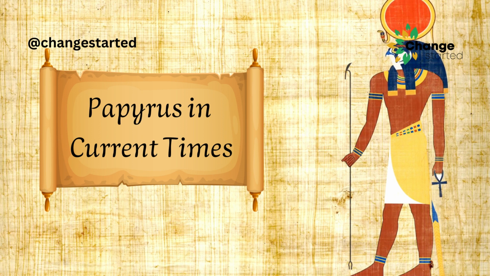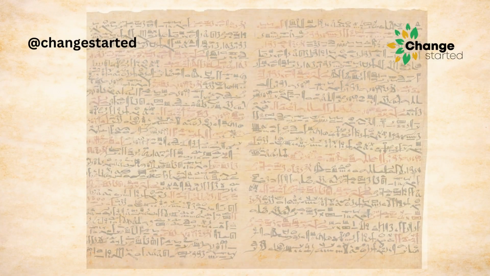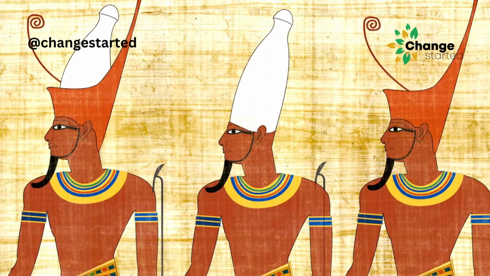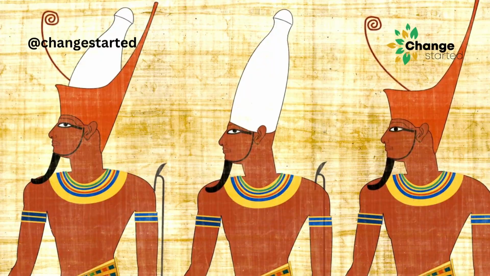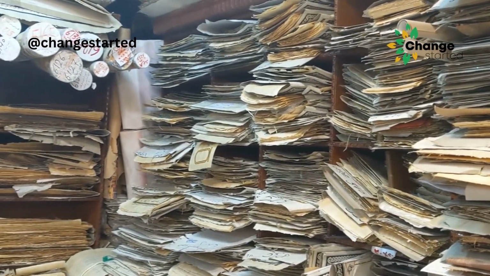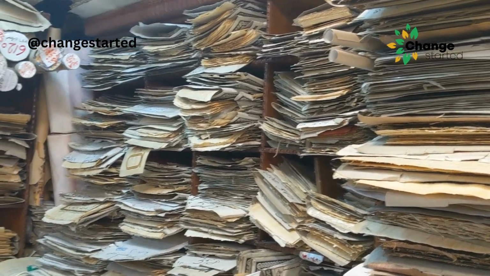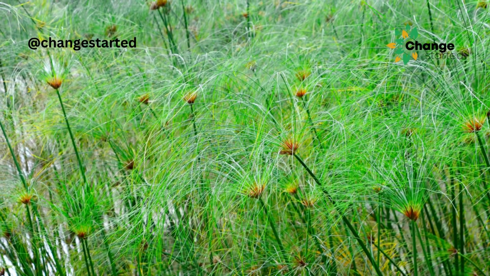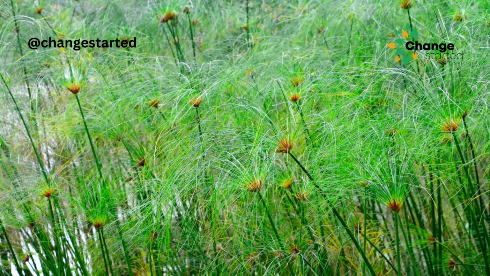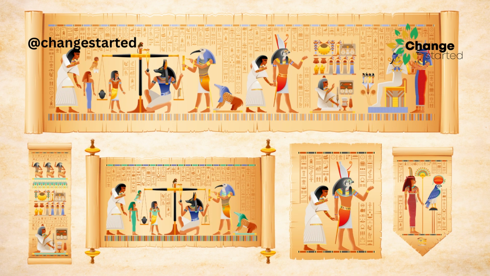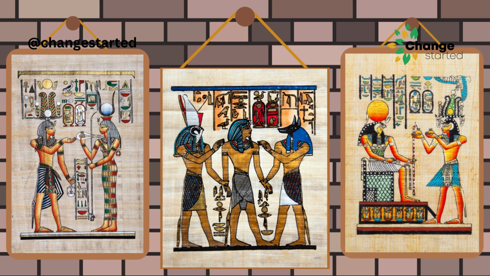Papyrus papers in current times. The production and use of papyrus continued for centuries. Unfortunately, with the decline of ancient Egyptian culture, papyrus gradually lost its prominence. Today, papyrus is no longer used as an everyday writing material. Papyrus plants are still grown in some regions, and artisans produce papyrus sheets for decorative and artistic purposes, catering to the interest of tourists and history enthusiasts.